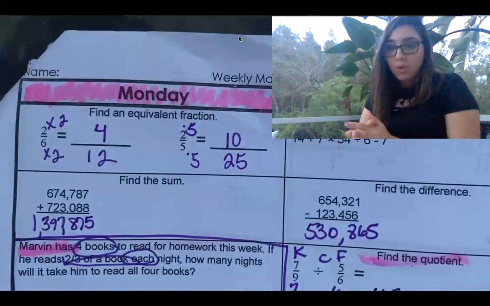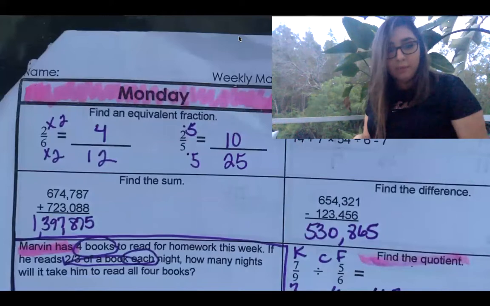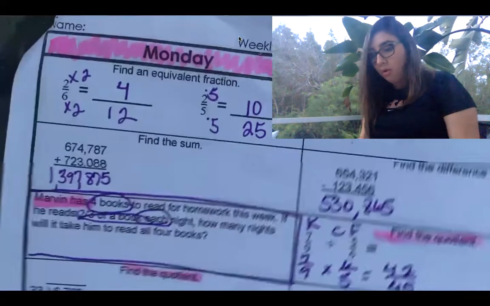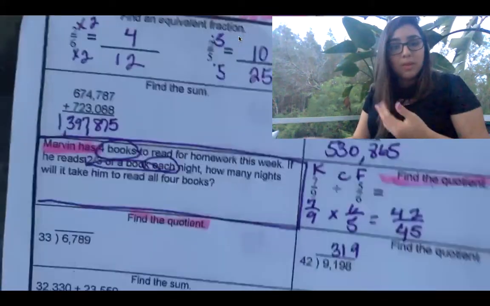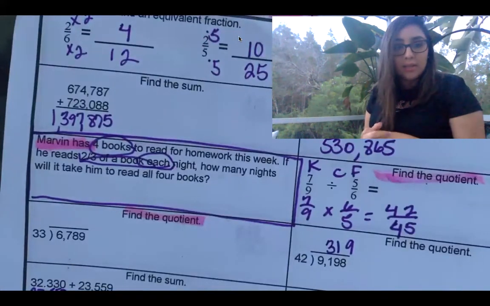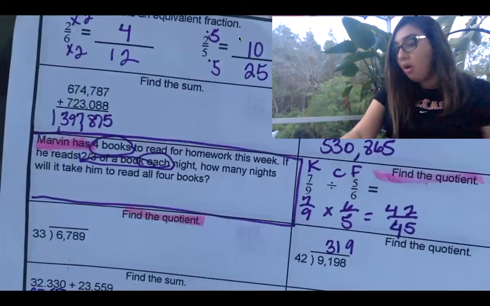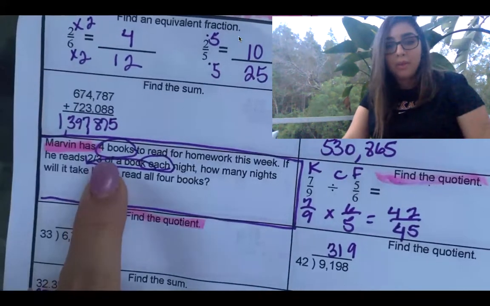That's easy. You either multiply or divide by any number as long as you do it to the top and bottom. The sum, I'm not going to go over that right now because you should know that that one doesn't even have decimals. So your answer is 1,397,875. I will go over this word problem though.